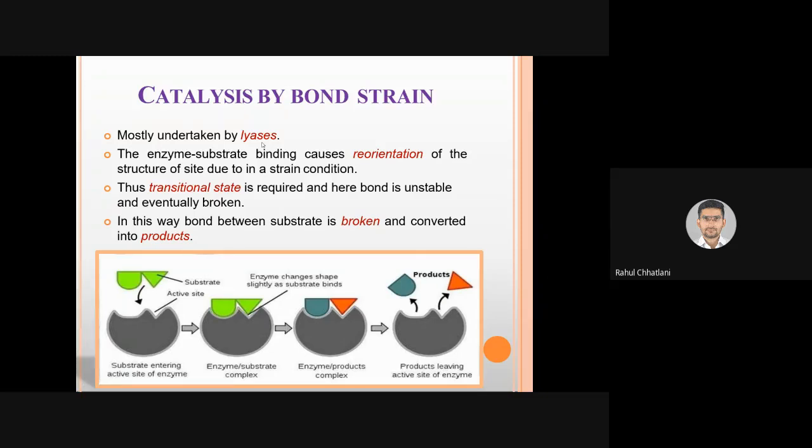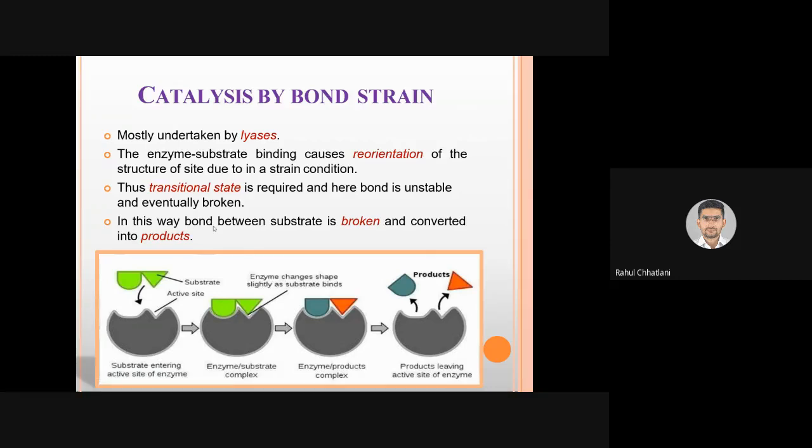Enzyme-substrate binding causes reorientation of the structure of the site due to strain condition. Now look here, first it will bind here. Depending on that there will be a change in the structure of the enzyme. The enzyme changes shape slightly as the substrate binds. Once this change in shape occurs, the substrate breaks into two parts and there will be two new products formed. Thus a transitional state is required, and here the bond is unstable and eventually broken. In this way the bond in the substrate is broken and converted into products. So when a bond has to be broken, catalysis by bond strain will mainly be used.